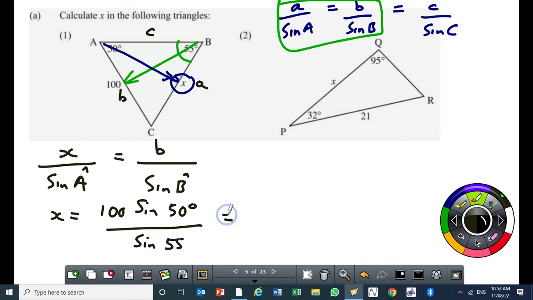What answer do you get? You just use your calculator and round off your answer to two decimal places. 93.52. Now this will be units, because it's a length. So this is very easy and very straightforward. Are you following? If you made a mistake somewhere, then you need to write corrections. Make sure you write corrections.